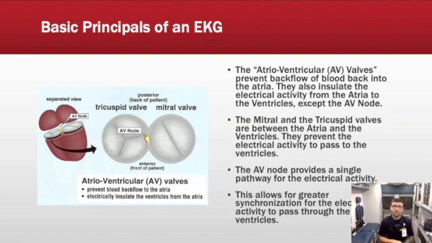The mitral and tricuspid valves are between the atria and the ventricles, and they prevent the electrical activity from passing through to the ventricles. So if you're looking at both of these, you notice that there's another node right here, right? What was that first one that I told you? The SA node. So now we have the AV node. The AV node, or the atrioventricular node, provides a single pathway for the electrical activity to get from the SA node through the atria and drop down into the ventricles.